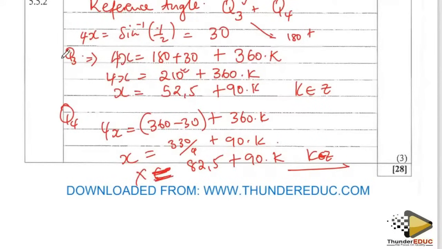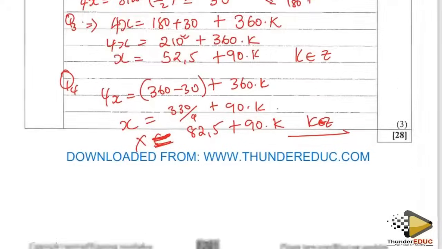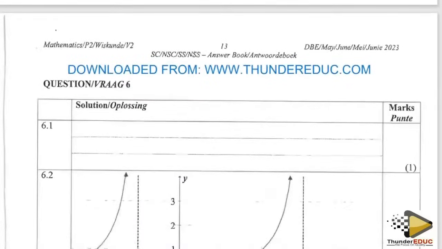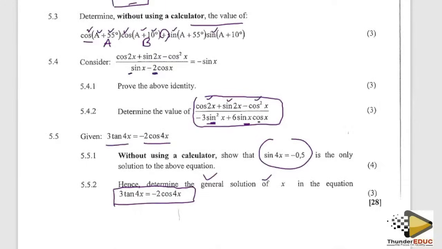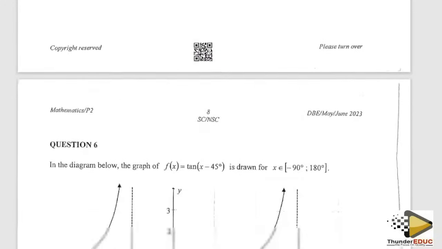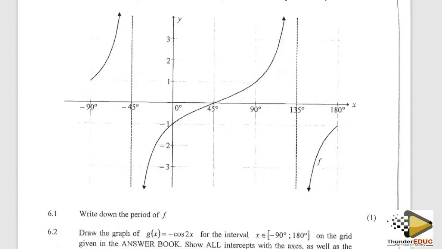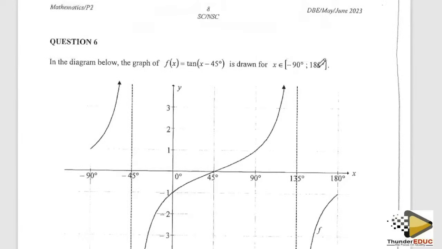Okay, so guys, that is question 5. Question number 6. Question 6, they are telling us that in the diagram we have these graphs, but we're only focusing on negative 90 to positive 180. And that's our domain.